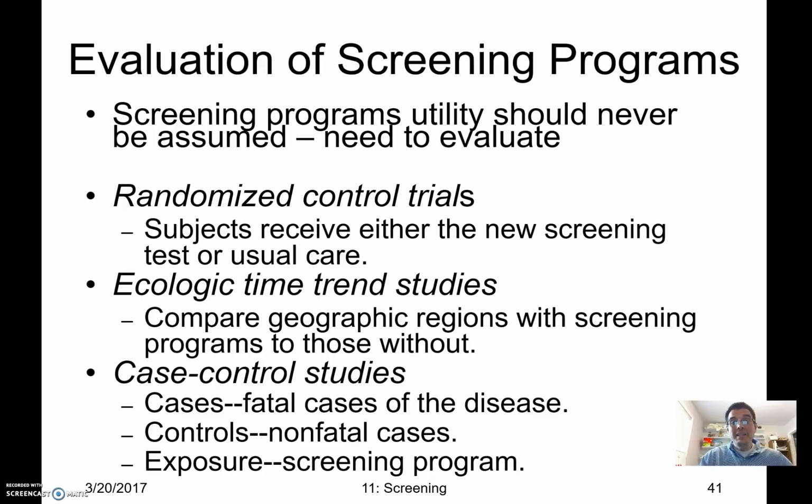I don't need to go into detail about these types of methods since we've already covered them, but you can see how a case control study could be used to determine whether this screening program actually measures what it intends to measure. Or think about a controlled trial, where you have a new screening method and you want to see how it matches up with other screening tools that are available.